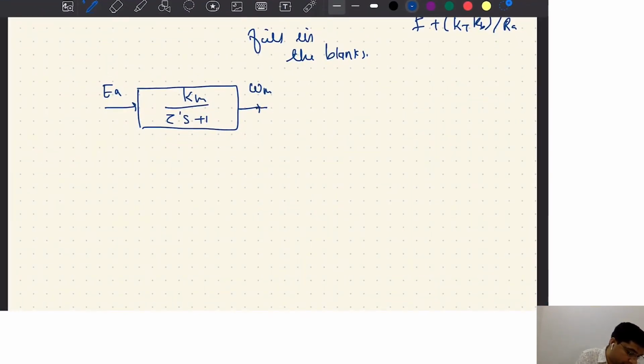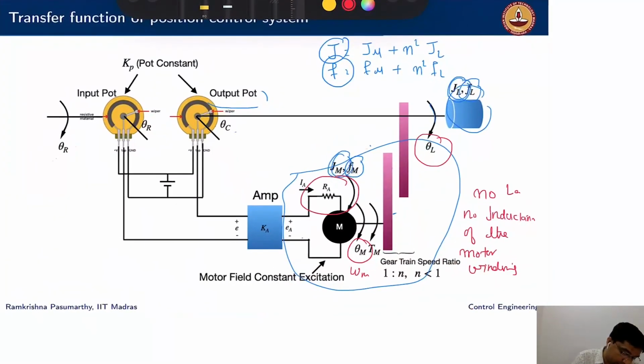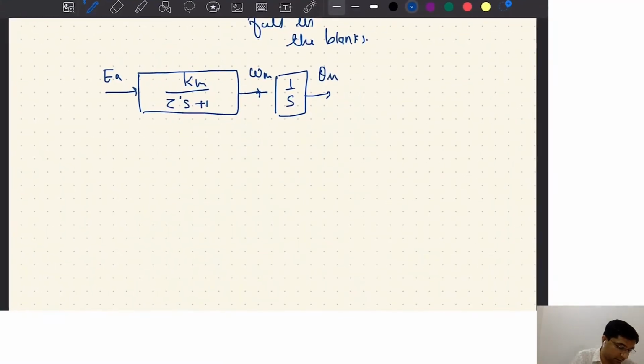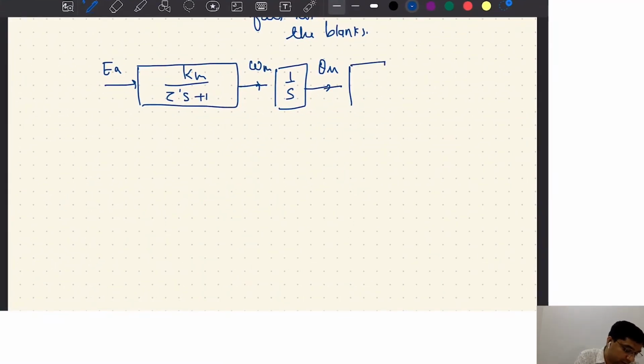If I am given omega m, the angular velocity, I integrate it to get the angular position theta m. Now where am I? From here I do integration to get theta m. Now I go from theta m to theta l. How are these related? They are just related via the gear ratio. So I plug in the gear ratio N here to give me theta l.